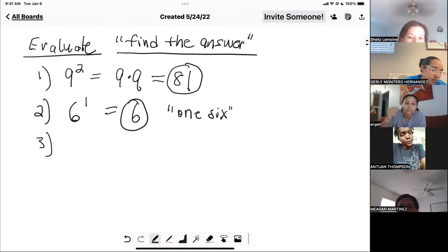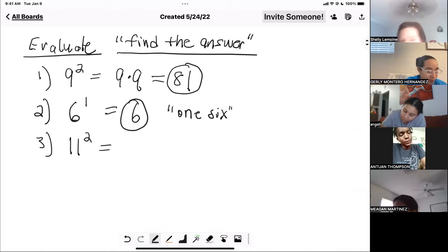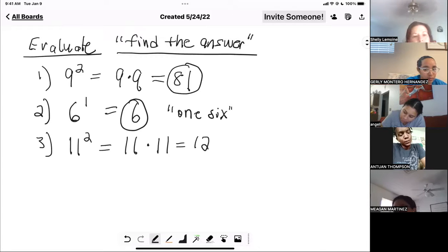Okay, sometimes, let's try this one first. 11 squared. See the word squared? 11 squared means second power. That just means it's 11 times 11. There are two 11s multiplied together, and that makes 121.